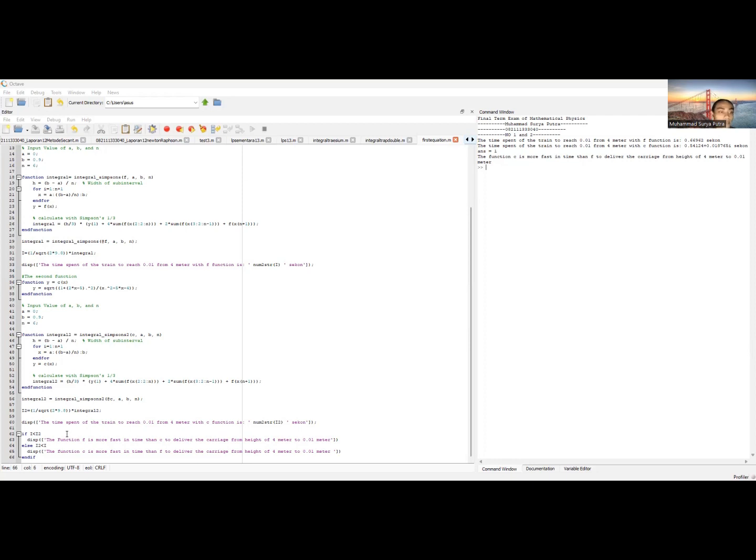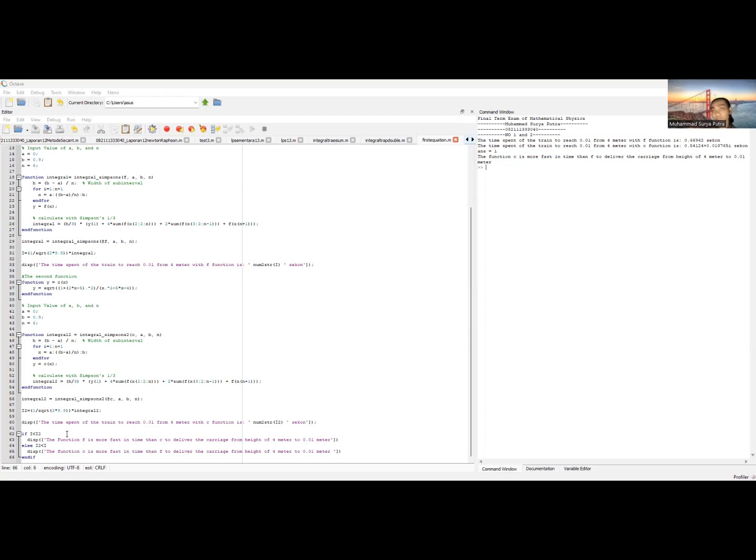0.0401 meters. And then the second condition is if the time span of E2 is below the time span of the function f, then the function c is faster in time than f to deliver the carriage from the height of 4 meter to 0.01 meter. So in these comparisons, we get that the function c is faster in time than f to deliver the carriage from the height of 4 meter to 0.01 meter.